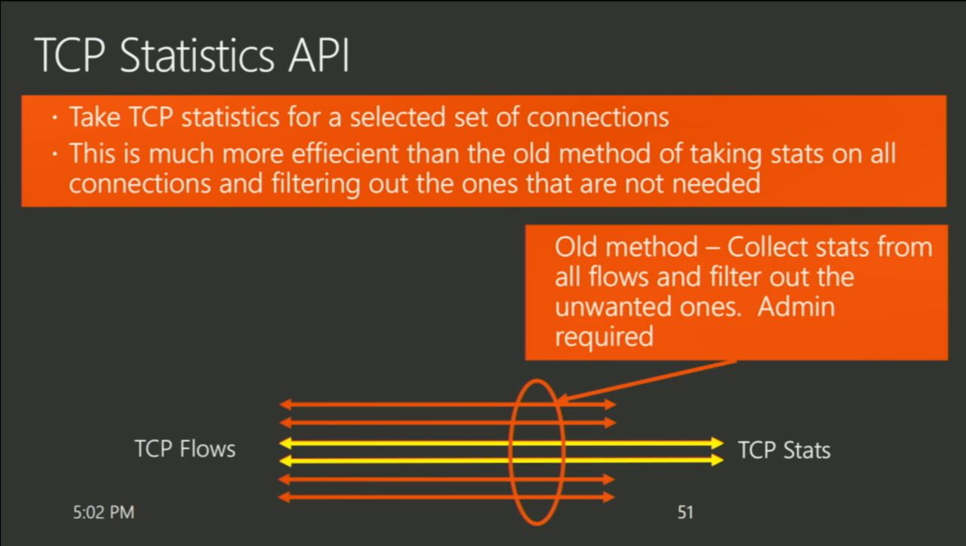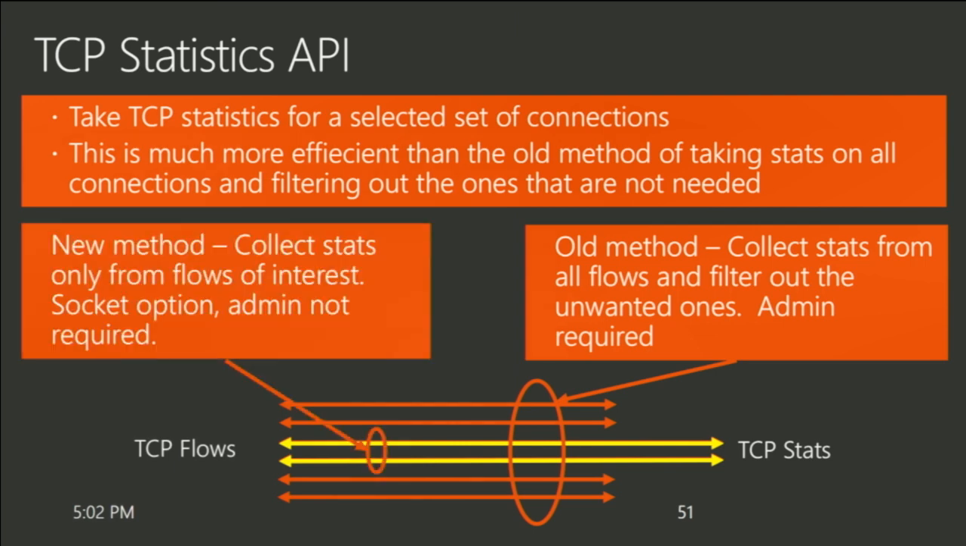First of all, what if you're not admin? Now you can't even look at your own flows. Secondly, on busy machines with really fast connections and lots of them, this is a lot of overhead. It can take a really long time. You get this thing running in a data center, oh my gosh. You collect half a second's worth of data and it takes multiple minutes to parse. So our solution to this is the new method of collecting stats. You throw a socket option and it only collects the stats on the flows that you're interested in. No elevation required, just go ahead and collect your stats.